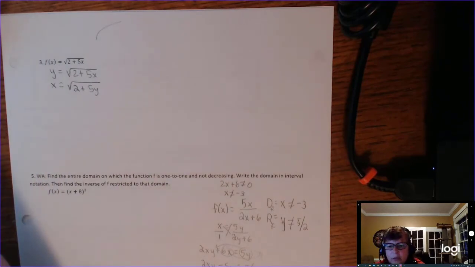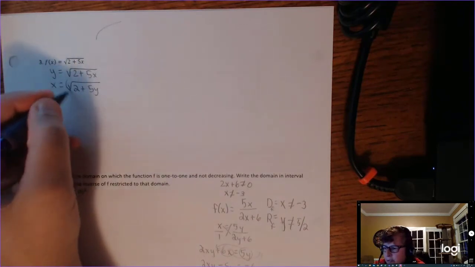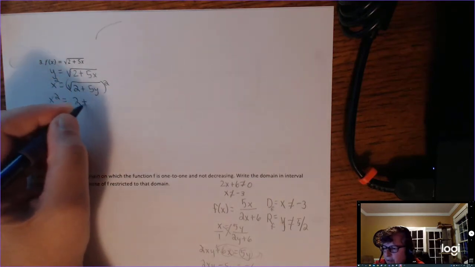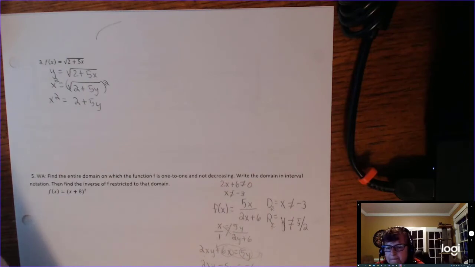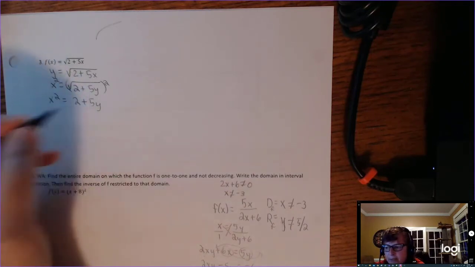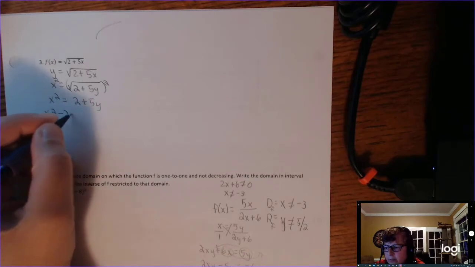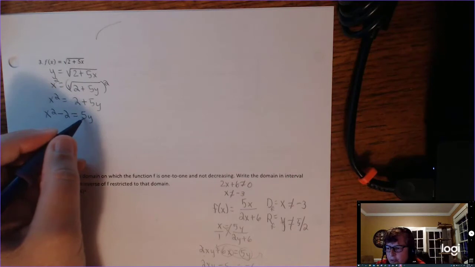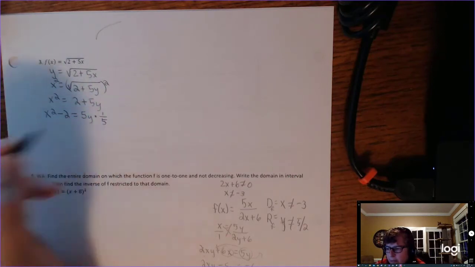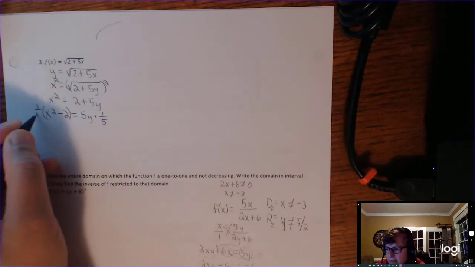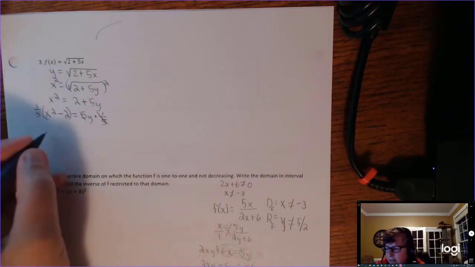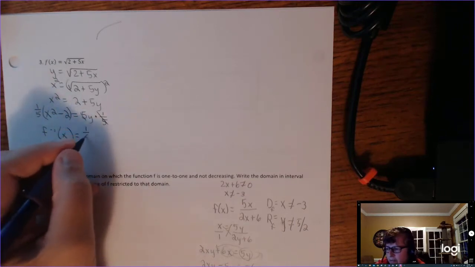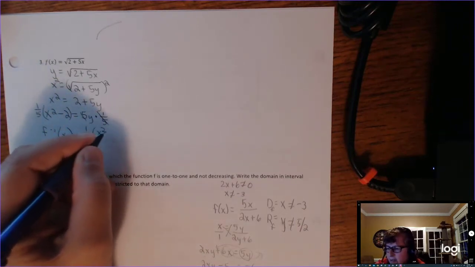Okay, so now some new algebra. You can square both sides to get rid of that radical. So that's x squared equals 2 plus 5y. Alright, so to get y by itself, we're going to subtract 2. So that's x squared minus 2 equals 5y. Okay, to get rid of that 5, I'm going to multiply by 1/5 on both sides. So the inverse function is 1/5 times x squared minus 2.